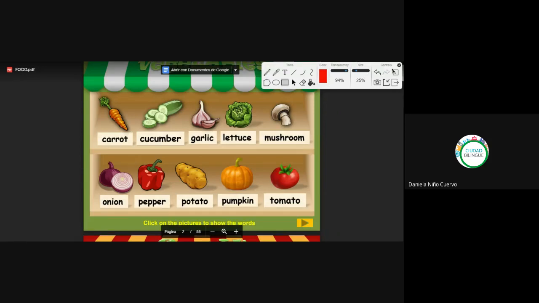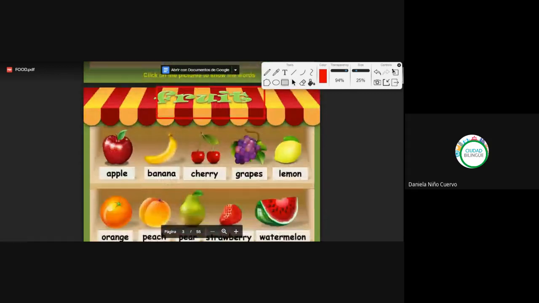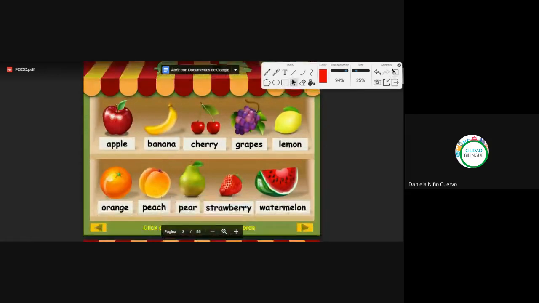So I'm going to erase something here. We continue. We're going to continue with the fruit. Fruit. So we say apple, banana, cherry, grapes, lemon, orange, peach, pear, strawberry, watermelon. Yes, these are the fruit. All right, I'm going to repeat. Apple, banana, cherry, grapes, lemon, orange, peach, pear, strawberry, and watermelon.